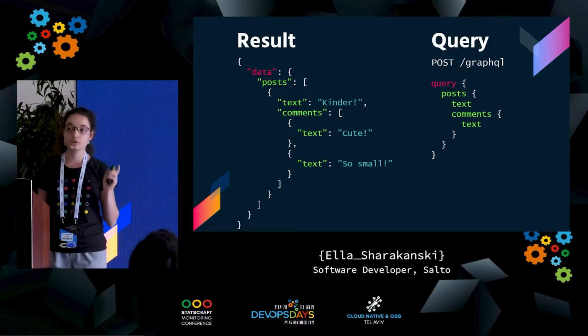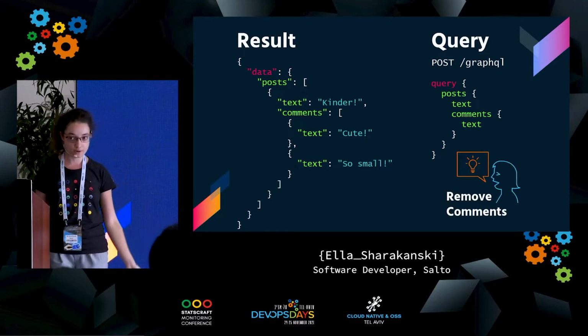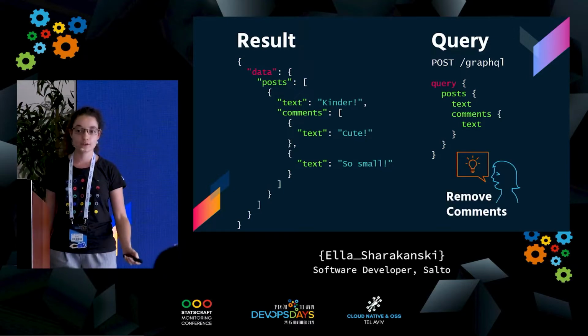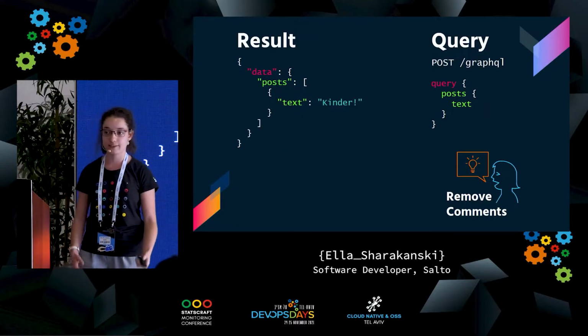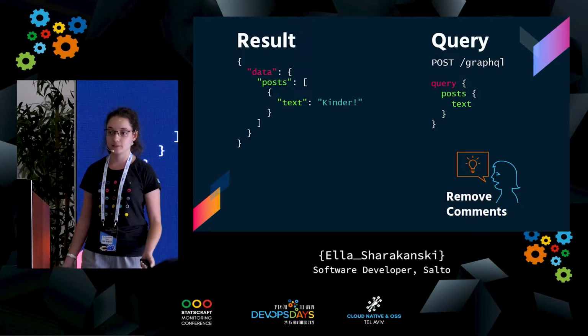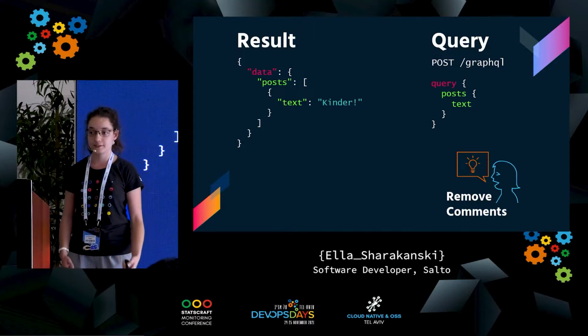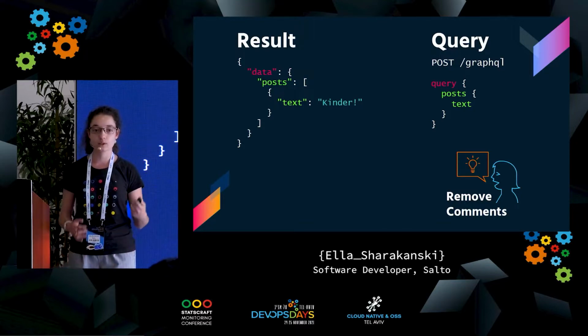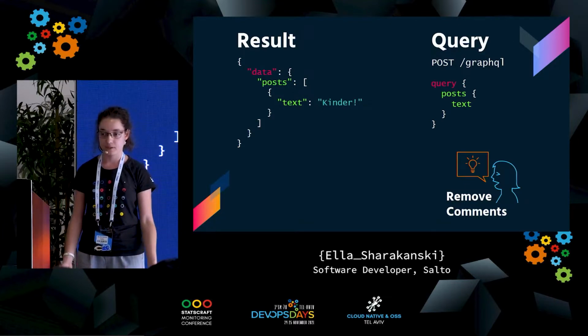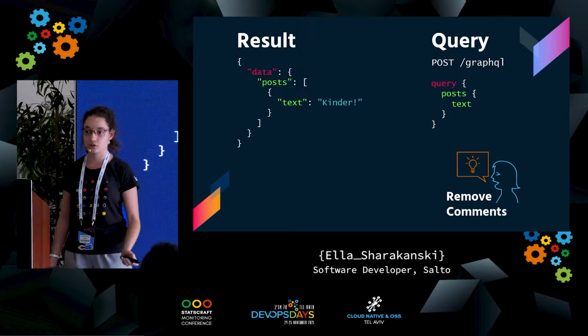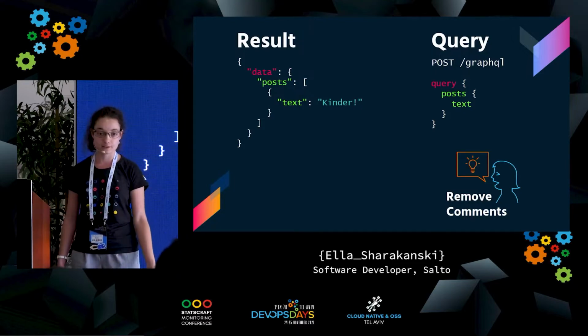Now, if you don't want to show comments anymore, then you can simply not ask for them, and then the backend won't return comments, and it won't even calculate them. This depends on the backend implementation, but it's very easy to implement this way. So the backend will only calculate comments when you explicitly ask for them.